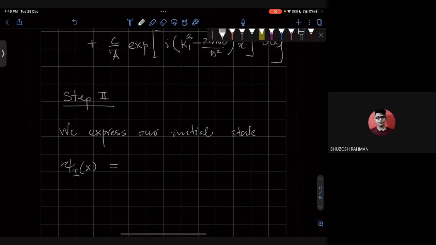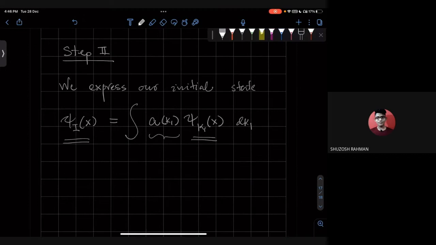So we express this, and the way we do this is that we have some momentum distribution, and let's call that A of K1 dK1. Okay, so we know this, so we just have to find this.